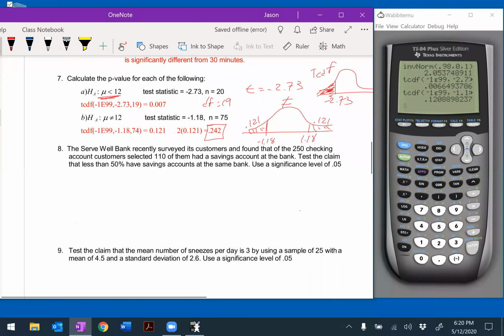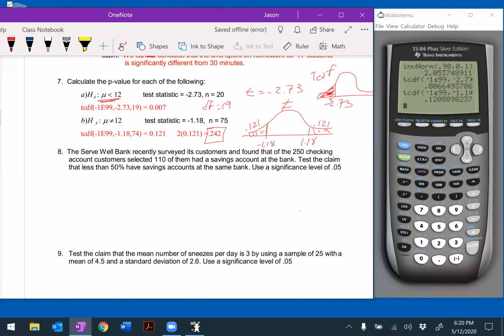Okay, number 8. The Servwell Bank recently surveyed its customers and found that of the 250 checking account customers selected, 110 of them had savings accounts. Tesla claimed that less than 50% had savings accounts. Okay, use the significance level of 0.05.